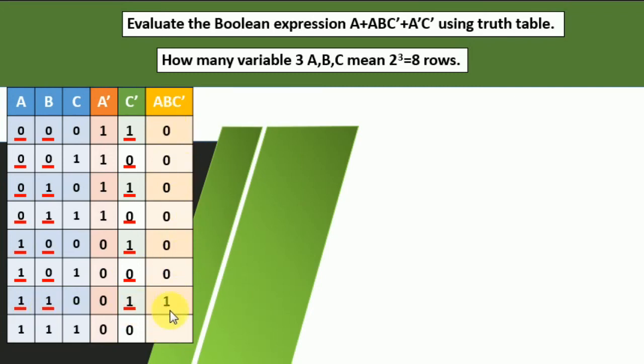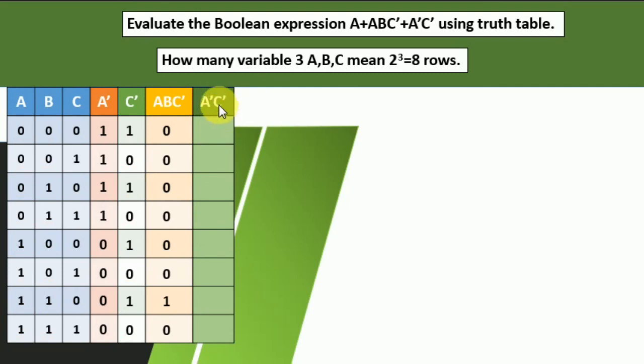What is the next? 1 1 0. Again it is going to be 0. So A B C complement values are here. Now what is the next we are going to solve? Yes, that is A complement C complement. A complement C complement. Again these are the AND.